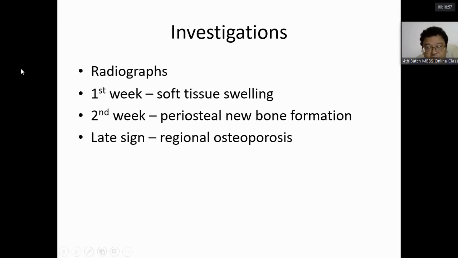So the investigations: in the first week, if you do an X-ray, you'll just see the soft tissue swelling. The periosteal new bone formation is seen in the second week. And a late sign is regional osteoporosis. Regional osteoporosis means in the bone, you'll see a lot of trabeculae, showing that the bone is metabolically more active.